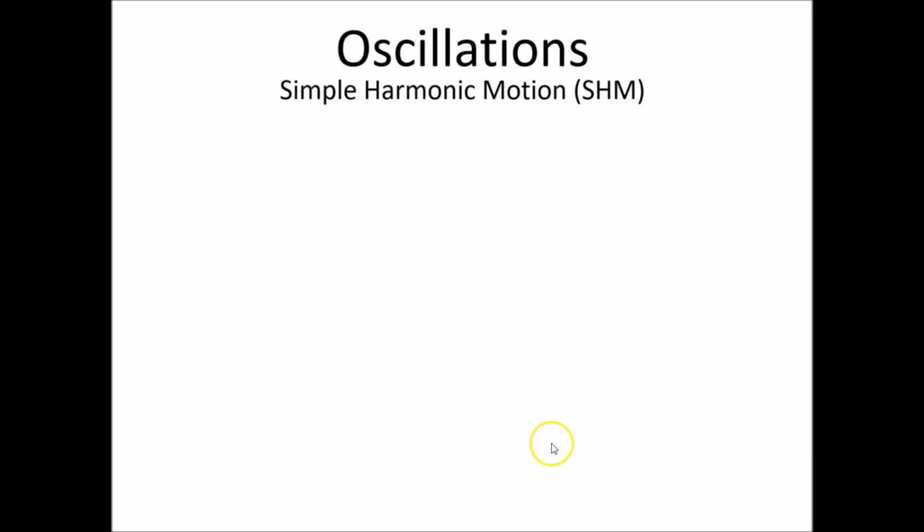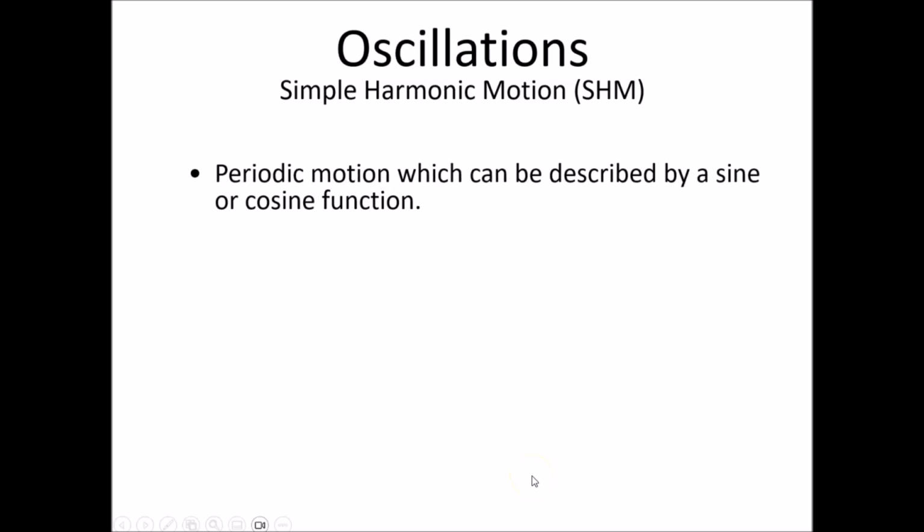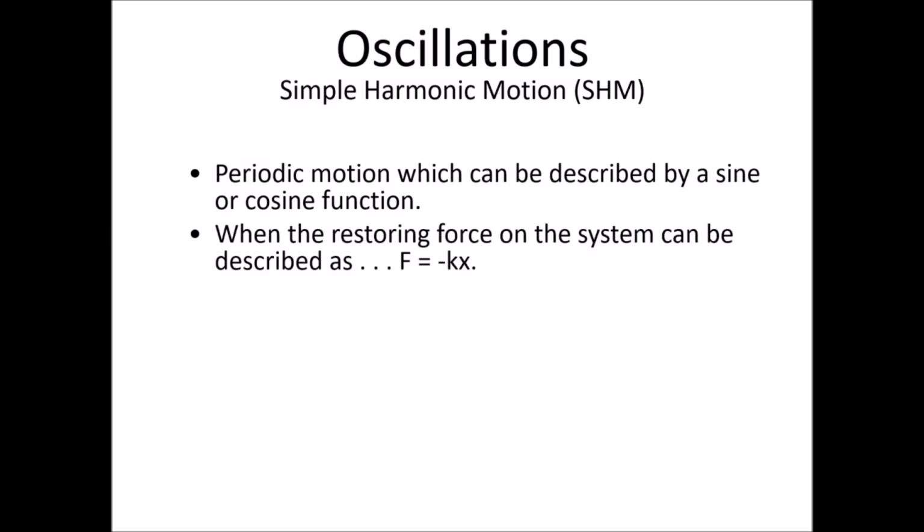Okay, so first of all, we're going to review oscillations, and we're going to be able to add on to that. So, simple harmonic motion is periodic motion which can be described with a sine or cosine wave. For every one of these, there's going to be some restoring force that tries to bring it back to equilibrium. So it's Hookean, in other words.